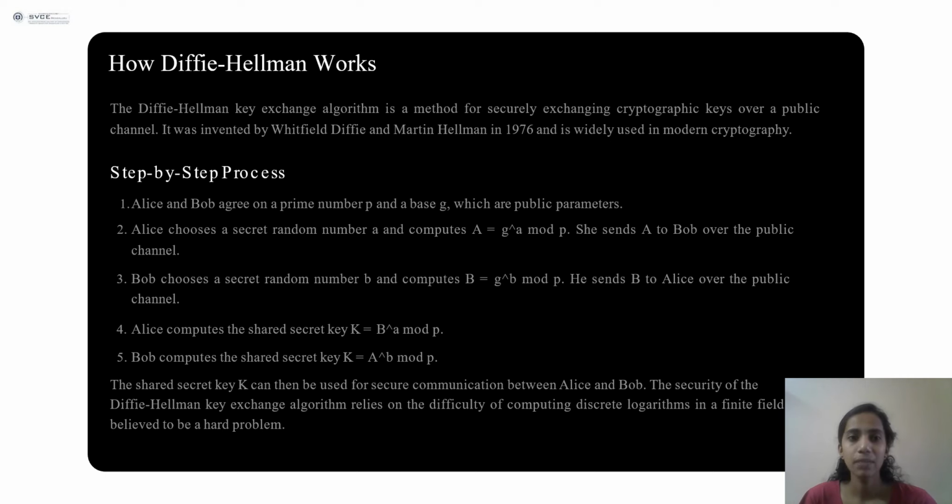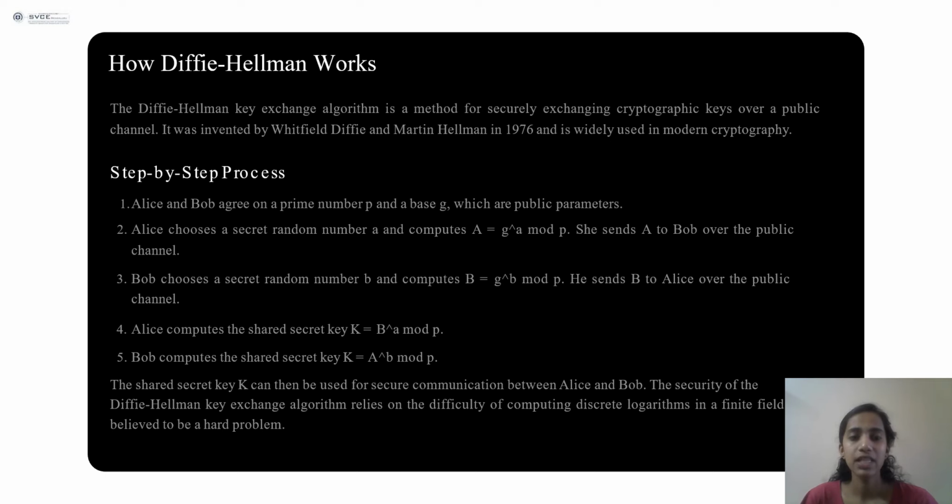The second step: Alice chooses a secret random number a and computes A equals G power a mod P. She sends A to Bob over the public channel. Then Bob chooses a secret random number b and computes B equals G power b mod P. He sends B to Alice over the public channel.